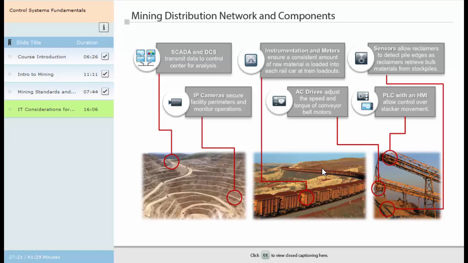AC drives adjust the speed and torque of standard AC motors found in equipment, such as ventilation systems and conveyor belts. Sensors detect movement, pressure, levels, and flow in a variety of mining applications, such as sensors on a reclaimer detecting pile edges as reclaimers retrieve bulk materials from stockpiles. PLCs with human interfaces control segments of the automation processes, such as controlling the vertical or rotational movement of stackers as the stackers arrange raw material into stacks or piles.